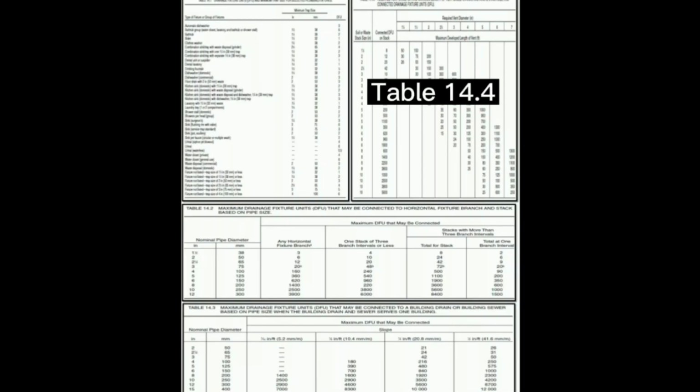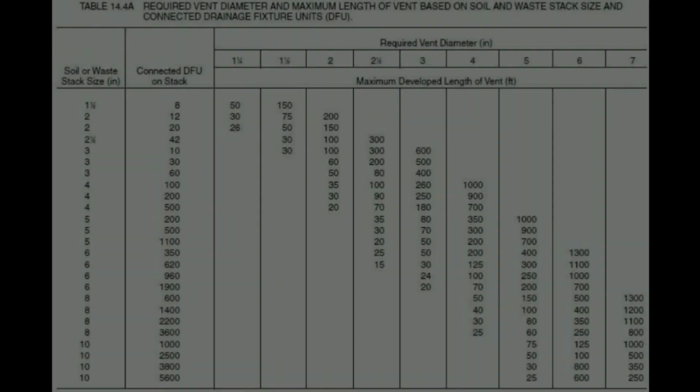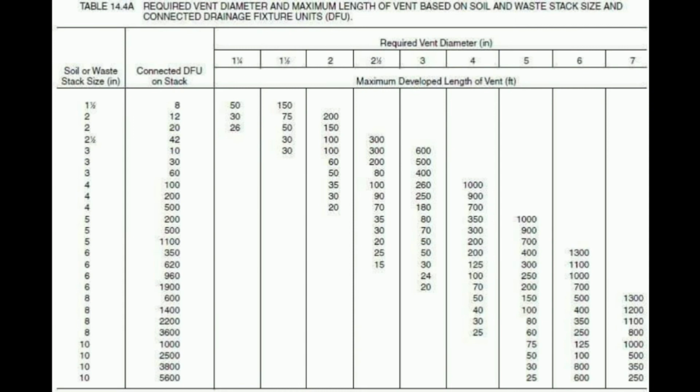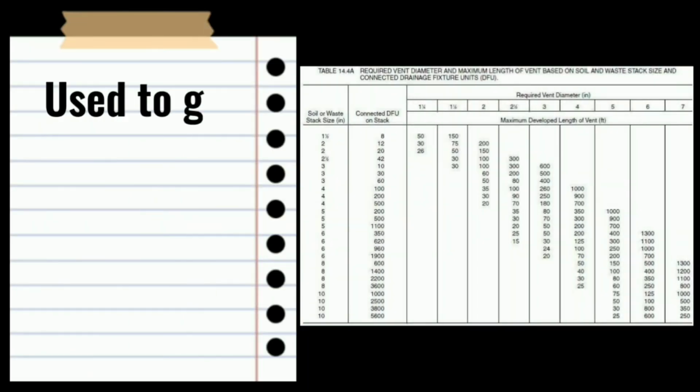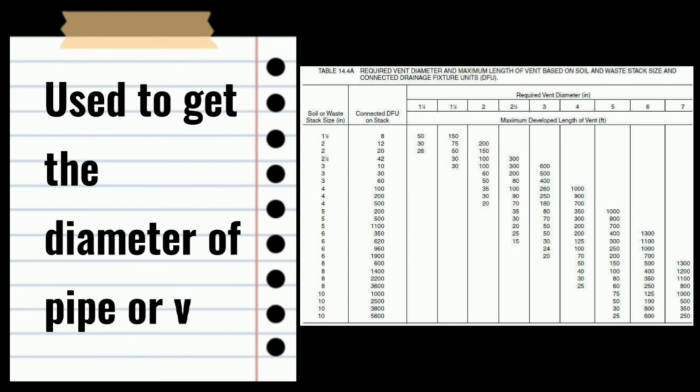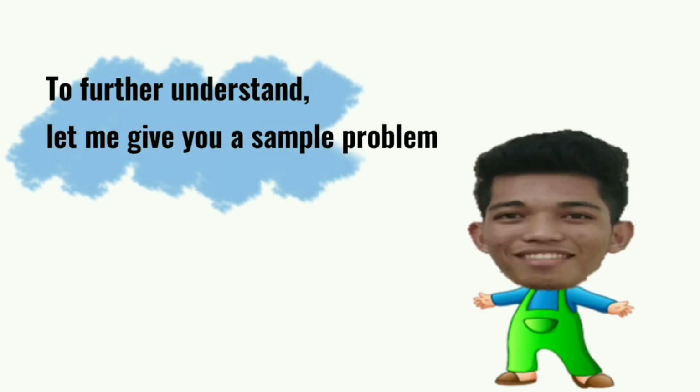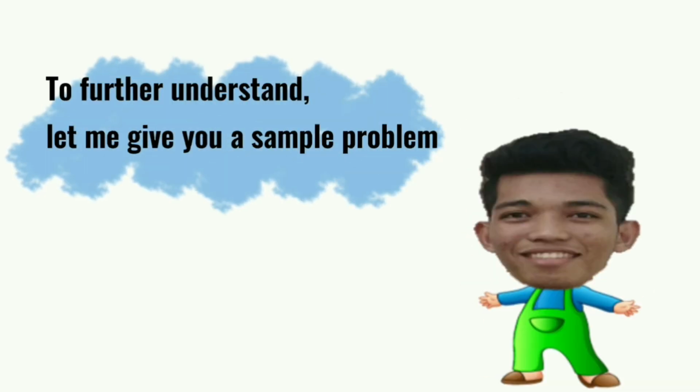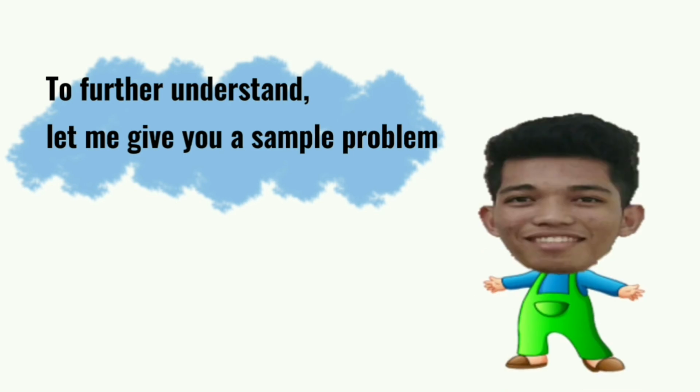And lastly, sa table 14.4a, we have the required vent diameter and maximum length of vent based on soil and waste stack size and connected drainage fixture units or DFU. So, sa table na to, makuha natin yung diameter ng pipe ng ating vent. So, para mas clear sa atin, magbibigay ako ng example.